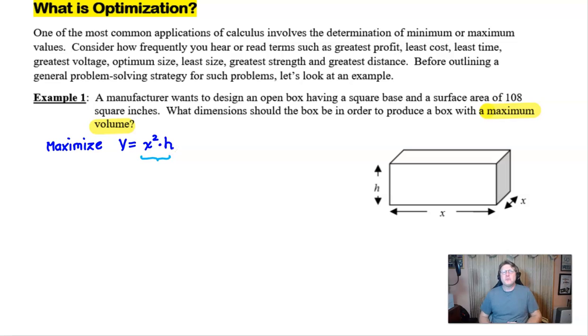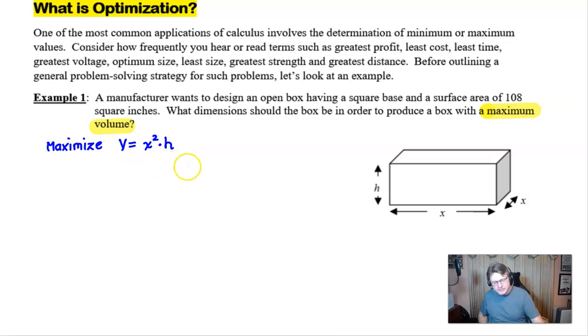We don't really want to work with the x squared and the h. The reason is that if we take this derivative with respect to one variable or the other, we're going to have to use implicit differentiation, tack on dx's, dh's, or dh over dx's, and that's just messy.